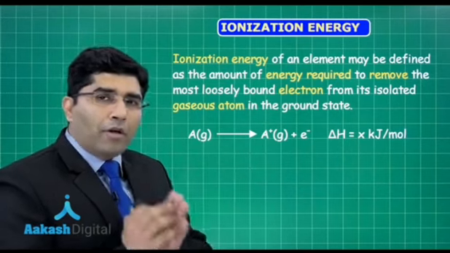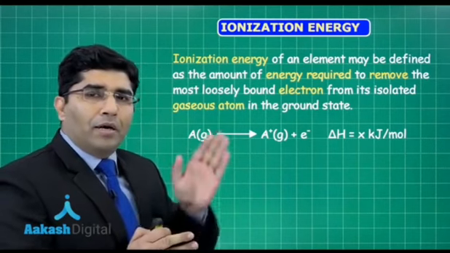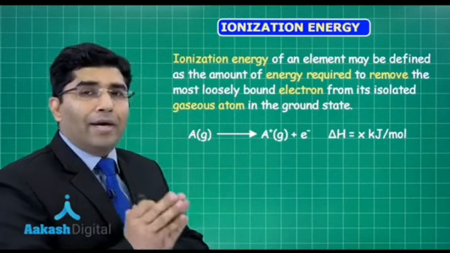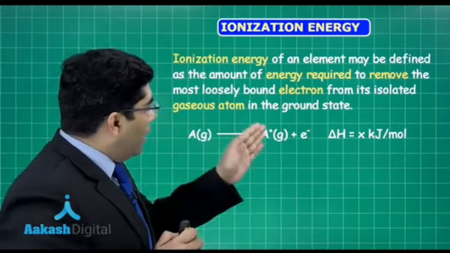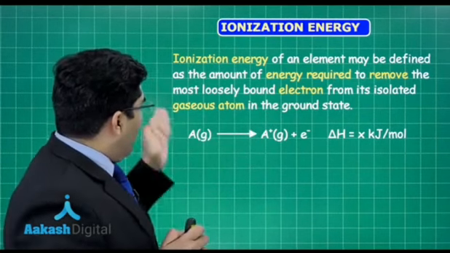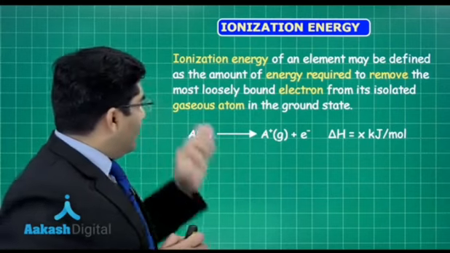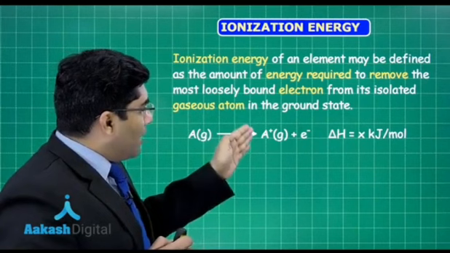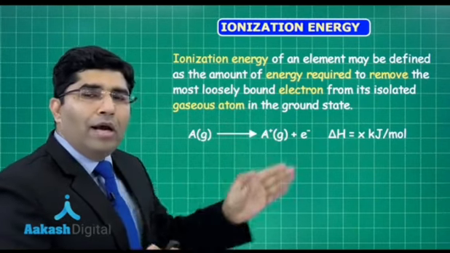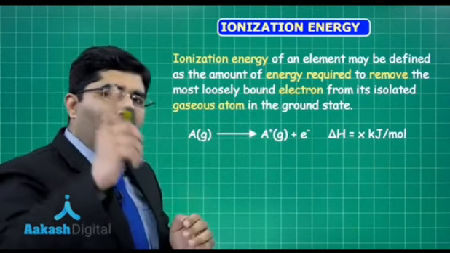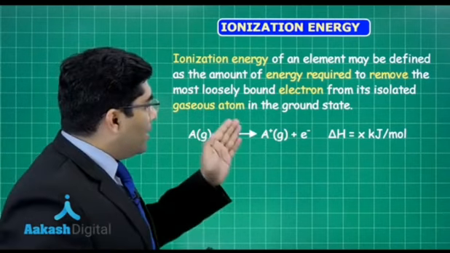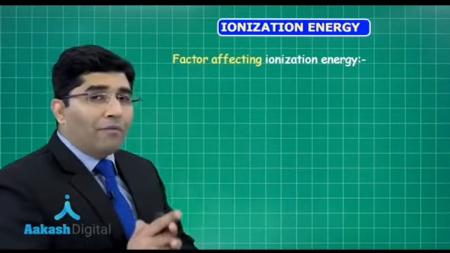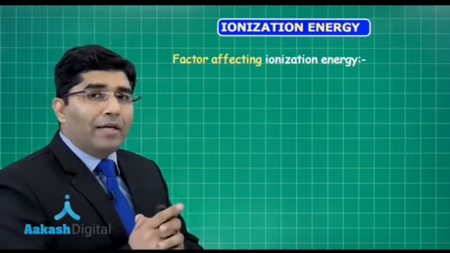For now, for this chapter, enthalpy is the energy required. So the energy required for this process, meaning to convert this element A, which is in the gaseous state, to the gaseous ion, x kilojoule energy is required for 1 mole. So this is the ionization energy. Now, we have to know what the factors affecting ionization energy are.